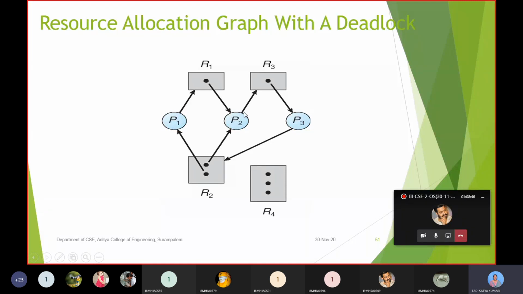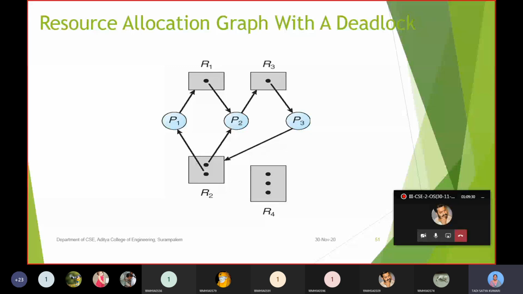How can you say that a deadlock is going to occur in this resource allocation graph? Generally, we identify deadlocks by using a resource allocation graph with the help of cycles. If a cycle is formed in this graph, we can say that there is a chance of occurrence of deadlock.